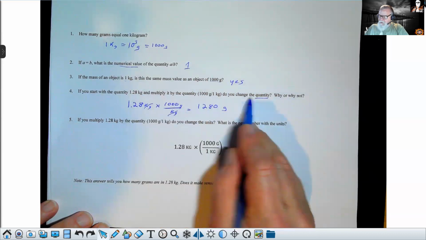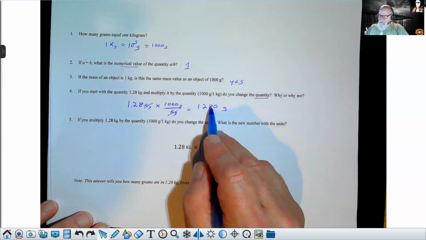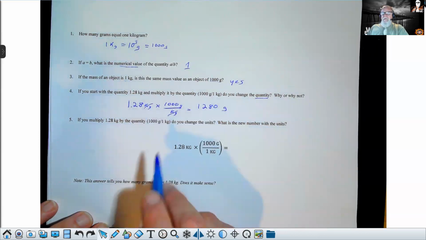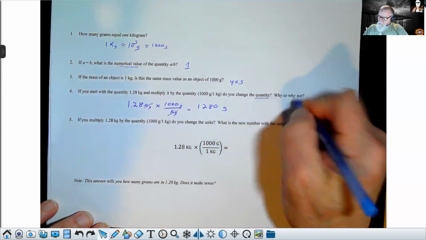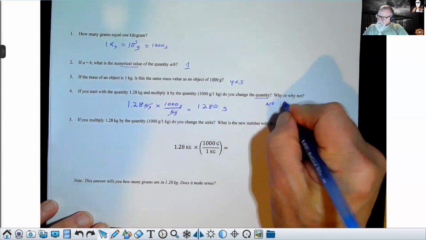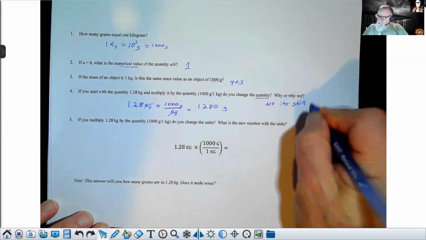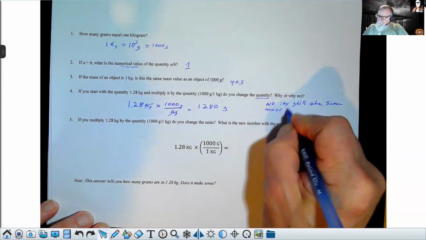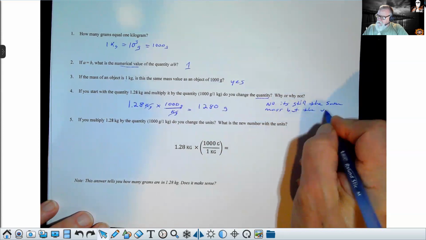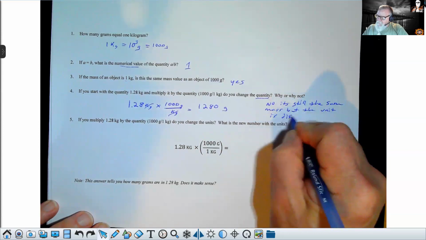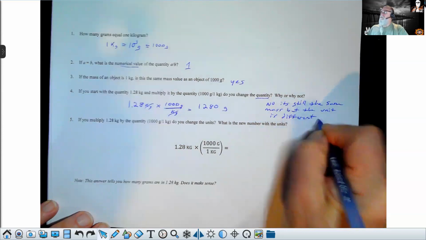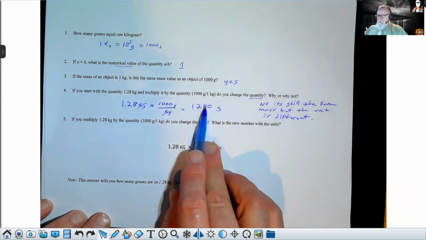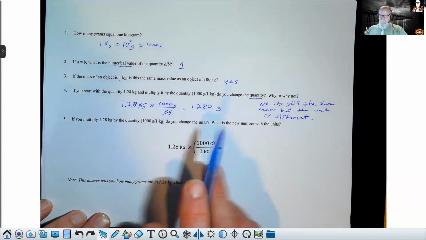So do we change the quantity? Well, we're changing the unit, but we're not changing the quantity. It's still the same mass, right? So it's still the same mass. So no, it's still the same mass, but the unit is different. Okay. So the unit is different. And so the numerical value is different, but it's still the same quantity. Does that make sense? Okay.